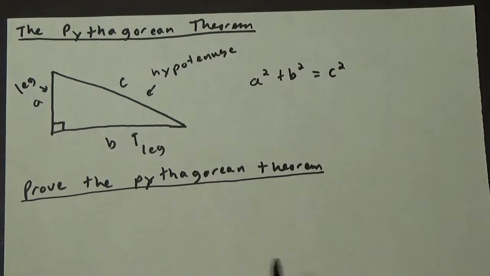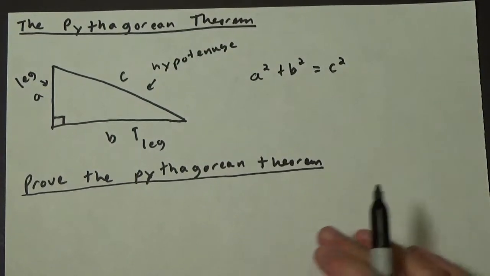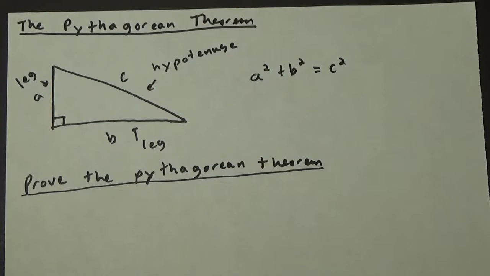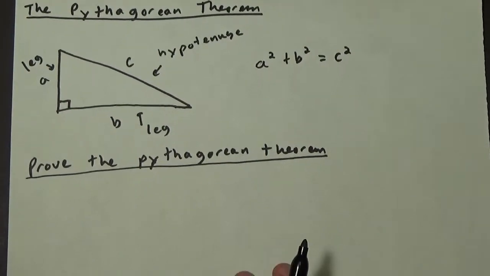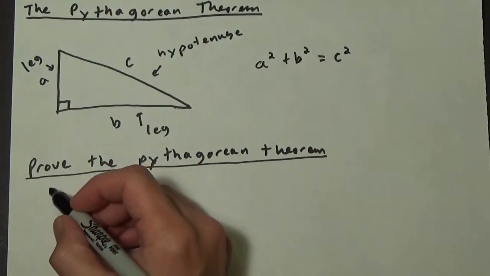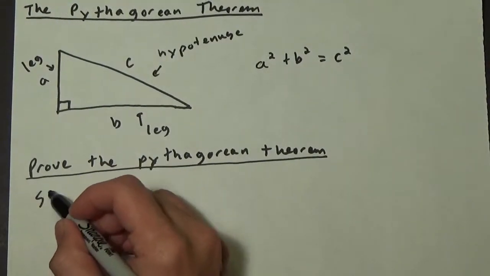And in this particular proof, this is going to be an algebraic proof. So back in geometry, you probably did two-column proofs and flow proofs and all kinds of different proofs. And this is going to be an algebraic proof of the Pythagorean theorem. And so we're going to start with four congruent triangles.